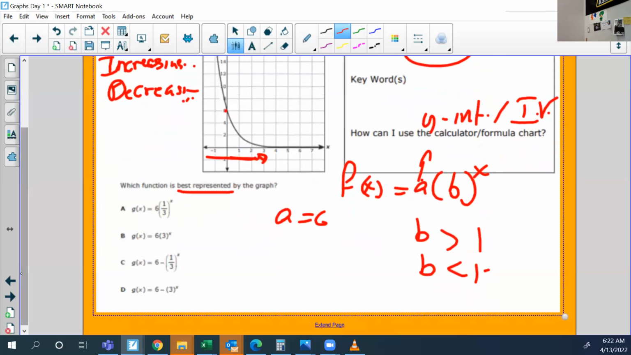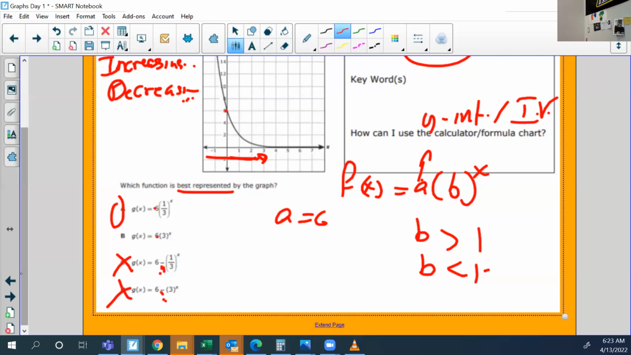So let's look at it now. This is not the formula. This is not the equation for exponential. There's no minus in there. So we can eliminate C and D. It is a times b, not a minus. And so we have A and B now. They both have 6. Which one has a base less than 1 because it's decreasing? Answer is A.